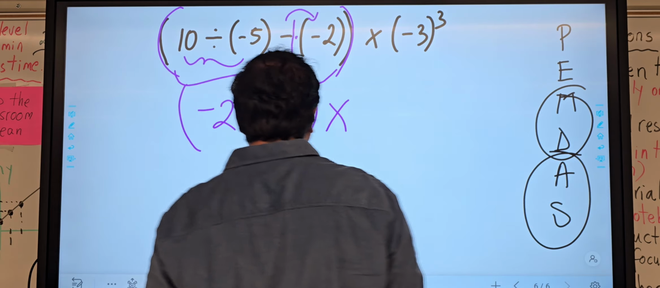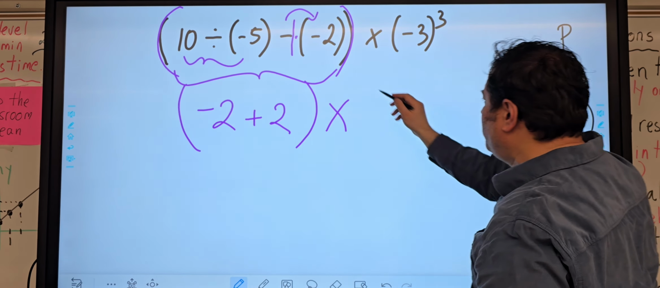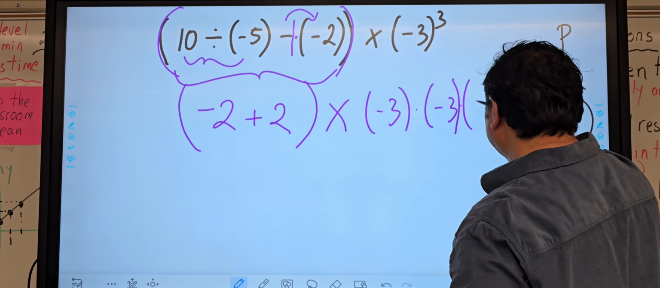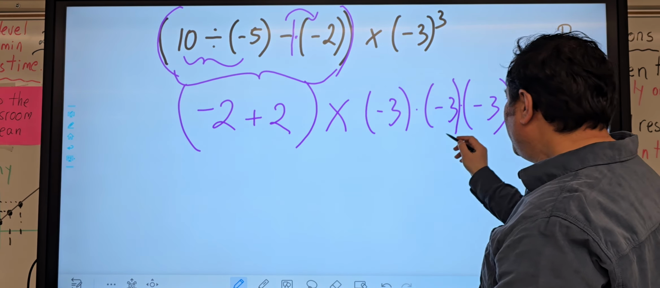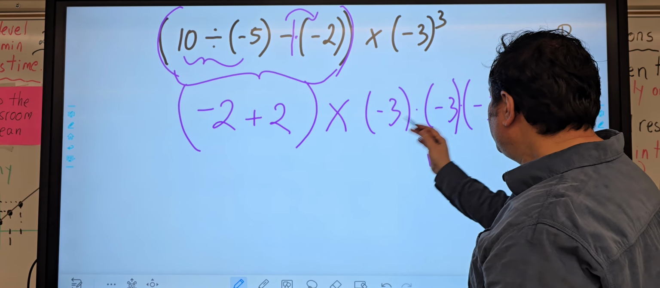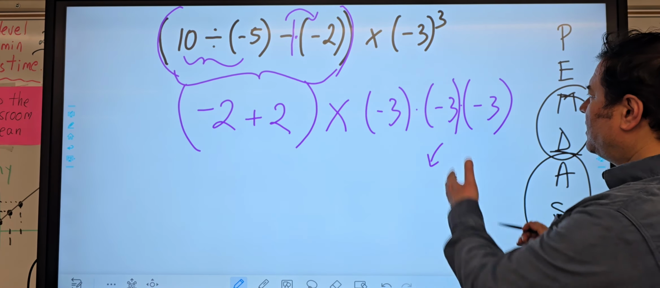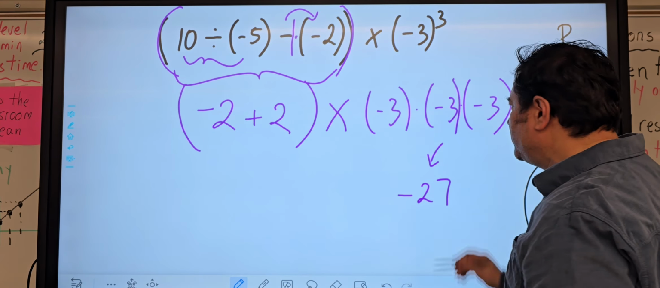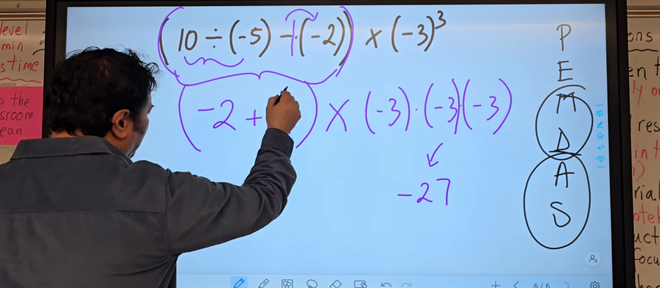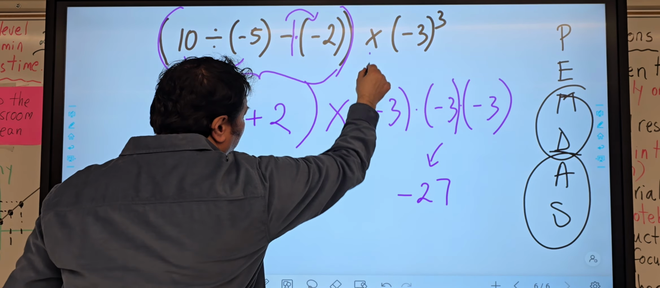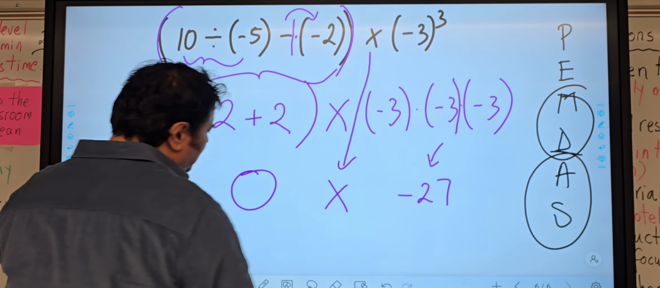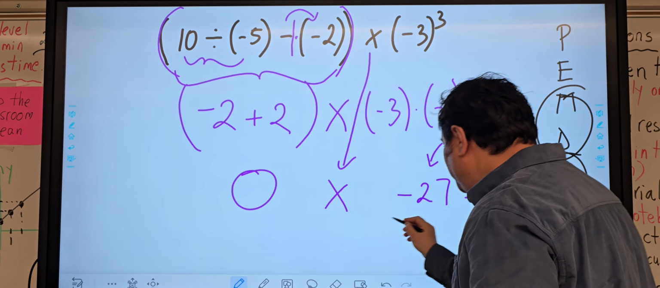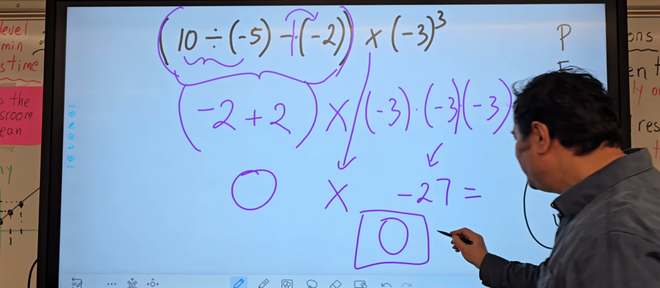And then everything is going to be in a big parenthesis. And then times. And now, remember, negative 3 to the third power means negative 3 times negative 3 times negative 3. Okay? And this becomes what? Let's see. Negative times negative becomes 9. And 9 times negative 3, negative 27. Negative 27. And here, negative 2 plus 2 becomes a 0. But please don't forget to bring down the times. So 0 times negative 27, 0 times any number is 0. So the final answer is 0.